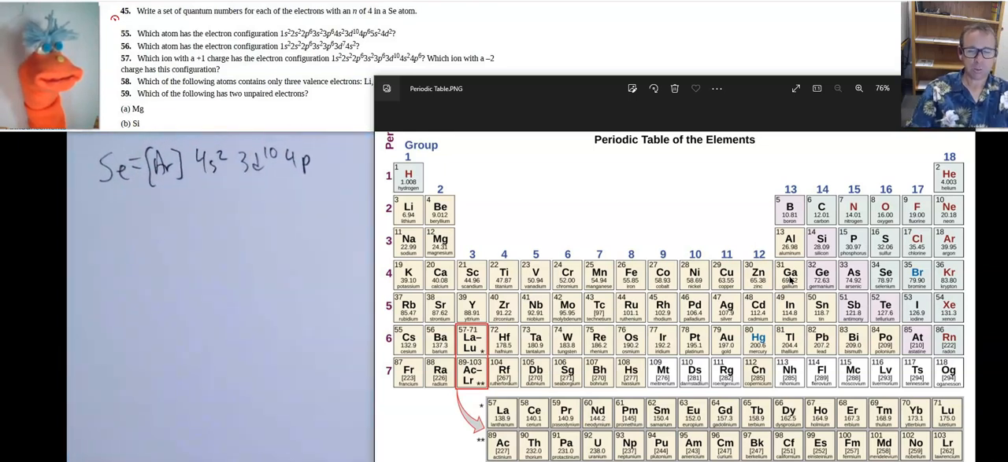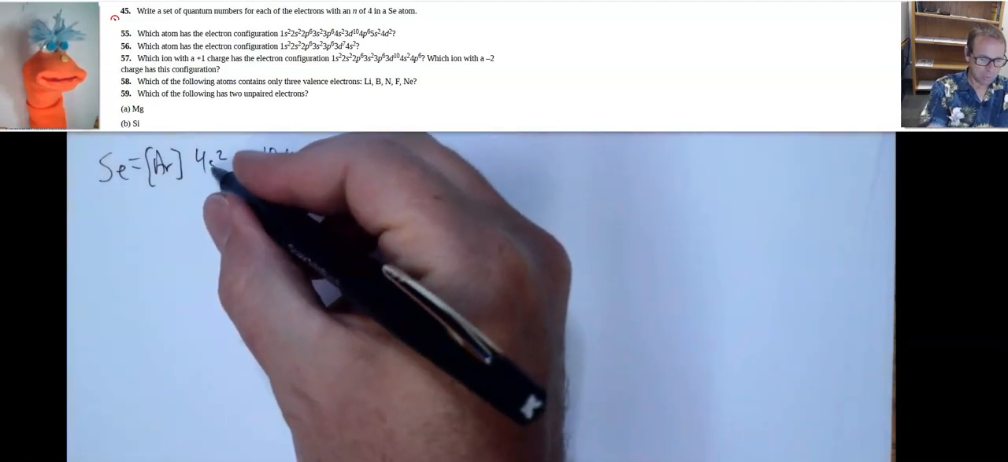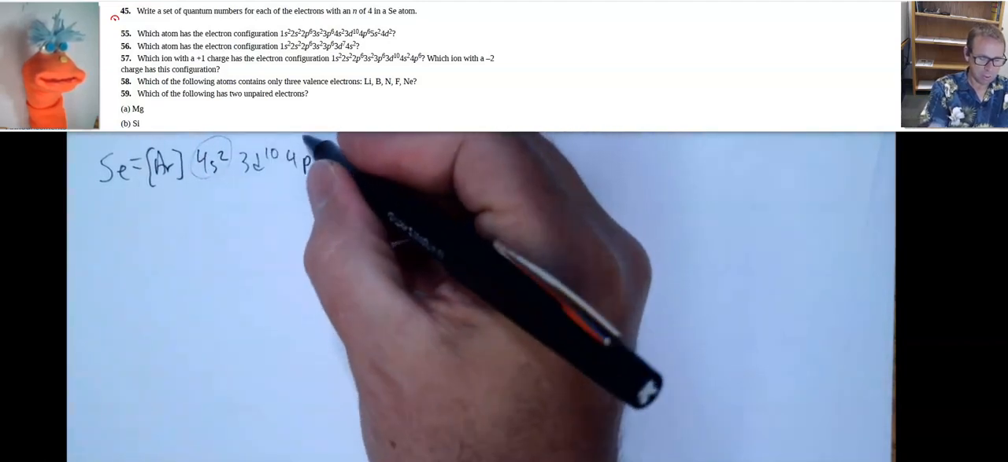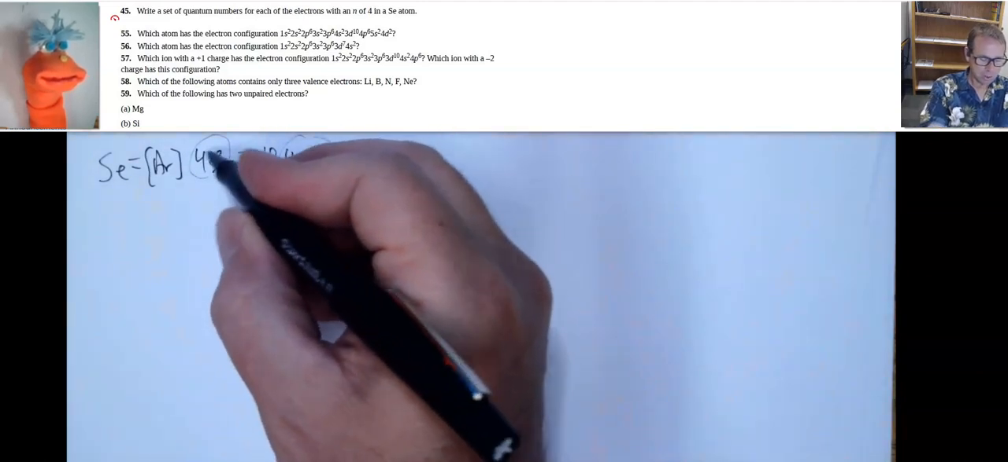4p, and we do 4 electrons for selenium. All right? So what it's asking us to do is to write the sets of quantum numbers for each electron with an N value of 4. So we should have 6 sets of quantum numbers here, because we have 2 electrons with N value of 4 there, and 4 electrons with an N value of 4 there. So 2 electrons here.